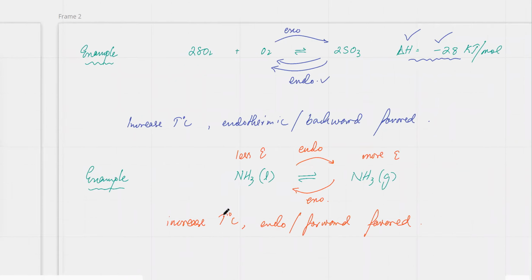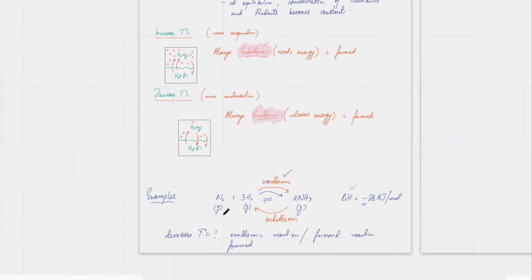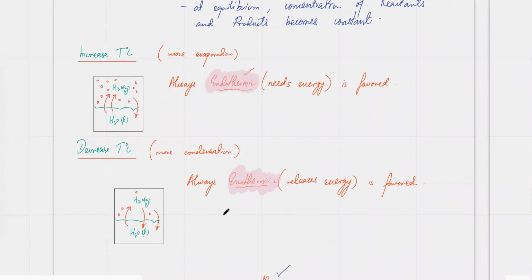ठीक है, so is this clear? The rule is simple. That's the rule. Whenever you increase temperature, endothermic would be favored, but every time you would have to figure out which one is the endothermic, forward or backward, okay? And whenever you decrease temperature, it's going to be the exothermic that's going to be favored, but you have to figure out which one is the exothermic, okay? So is this?